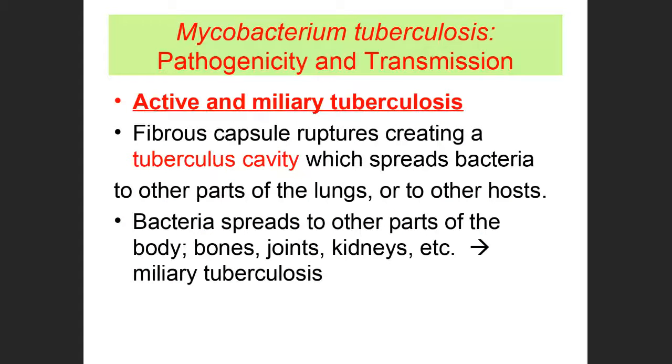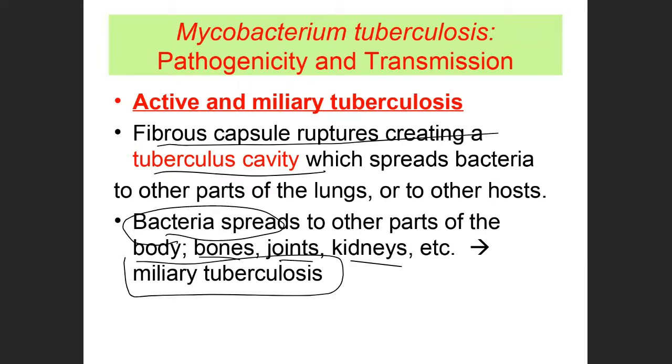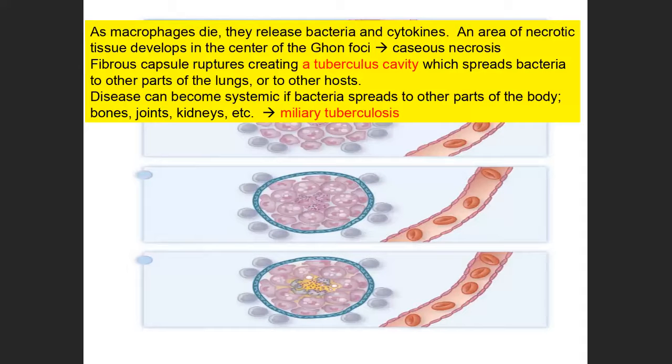If the organism spreads even further, you may even get a tubercle cavity. The organism may spread to other parts of the body, bones, joints, kidneys. Then we call it miliary tuberculosis. Actually, the organism is a common cause of Addison's disease in some parts of the world because it spreads all the way to the adrenal glands. Okay, so that's just showing you the organism, being walled off, but now beginning to break off.